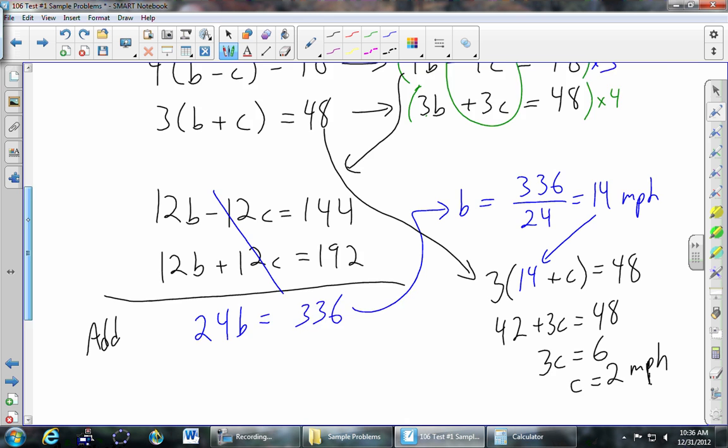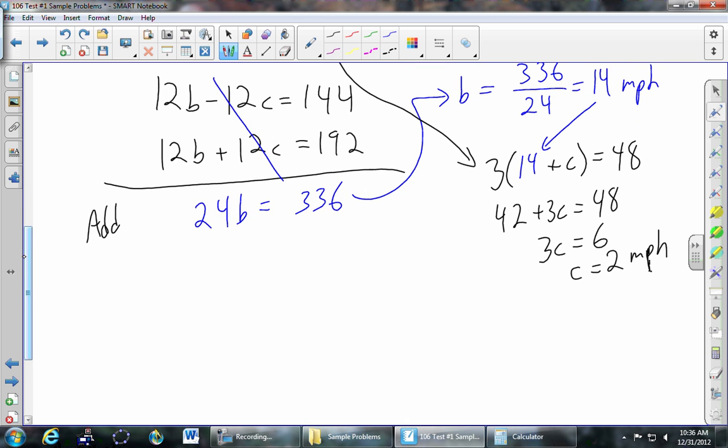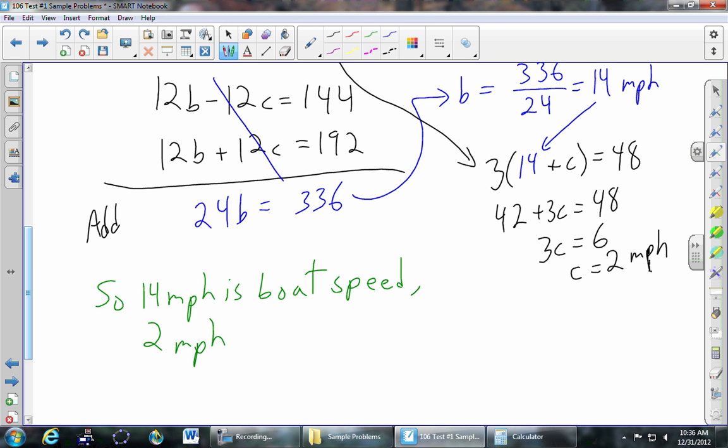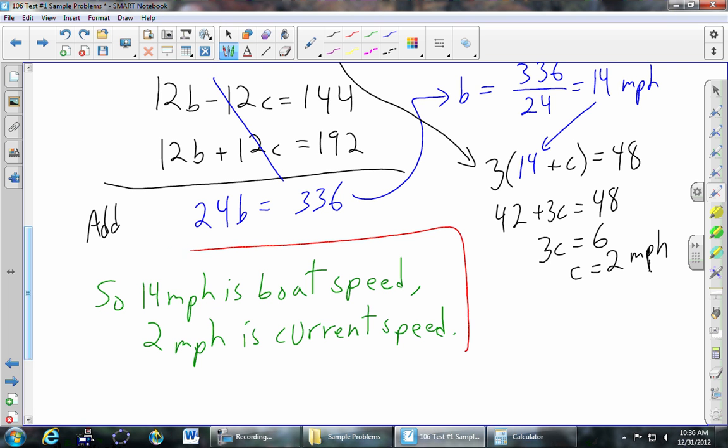So we've got our answers. Just put them over here in one spot. So 14 miles per hour is the boat speed in still water, and 2 miles per hour is the current speed. So that's fine. We're finished with the problem, and you can stop watching the video if you wish.